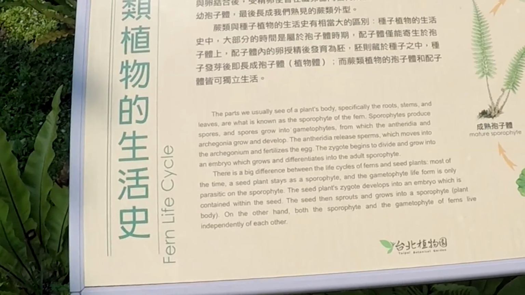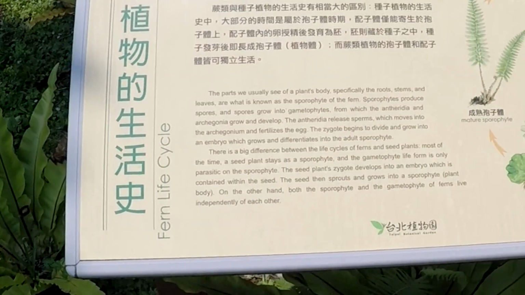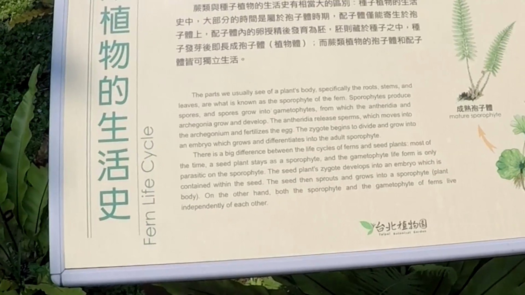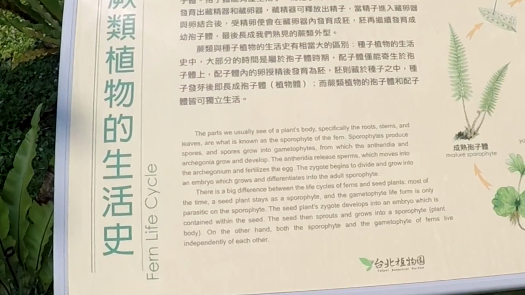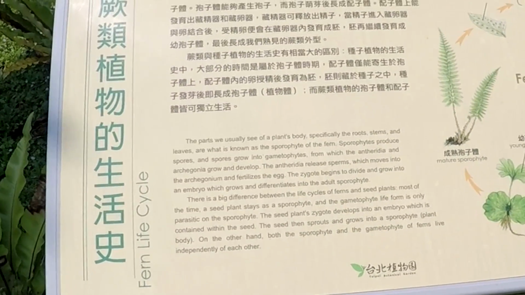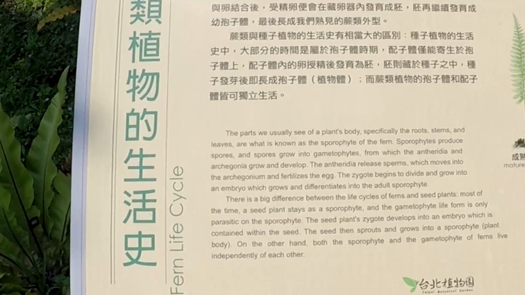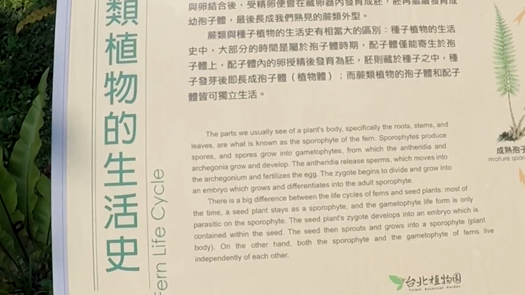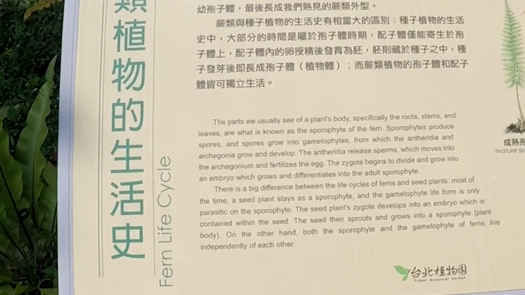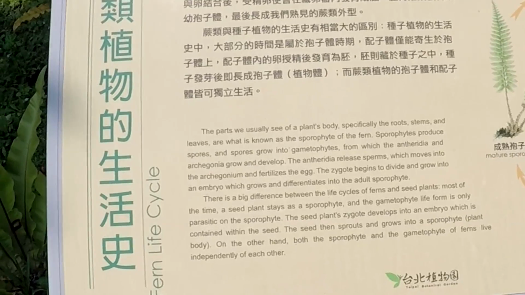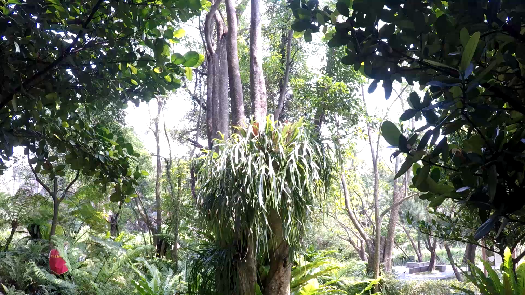There's a big difference between the life cycles of ferns and seed plants. Most of the time, a seed plant stays as a sporophyte, and the gametophyte life form is only parasitic on the sporophyte. The seed plant's zygote develops into an embryo, which is contained within the seed. The seed then sprouts and grows into a sporophyte plant, which is the plant body. On the other hand, both the sporophyte and the gametophyte of ferns live independently of each other. It's like a male and a female.